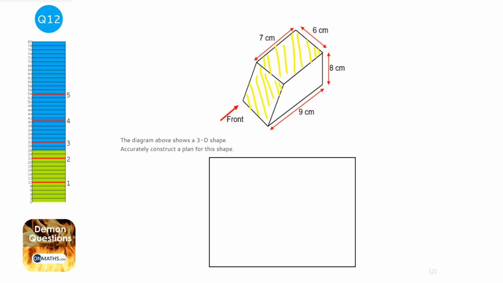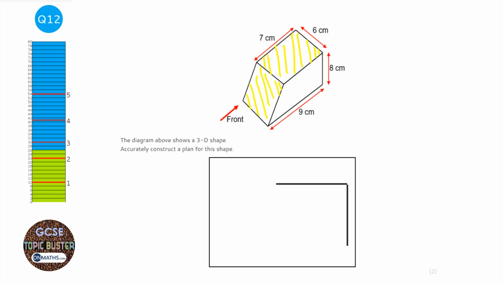Now, we've got to work out what the sizes of them are going to be. Well, the top one's easy. It's just 7 centimetres by 6 centimetres. Now, I'm not going to be able to draw this accurately because I don't have a ruler. But we can almost get it right. We can get it kind of right. And if I label it, that's going to be 7 centimetres, and that should be 6 centimetres.